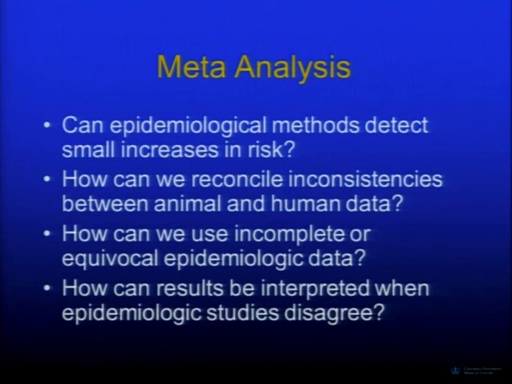How can we use incomplete data? Like maybe now we know there's a new risk factor that we should have evaluated and it's not in those data sets. So how can we use them and still evaluate them? And when you have different studies that disagree, how do you pool them together? And what does that mean? And how can you decide which are the better studies?